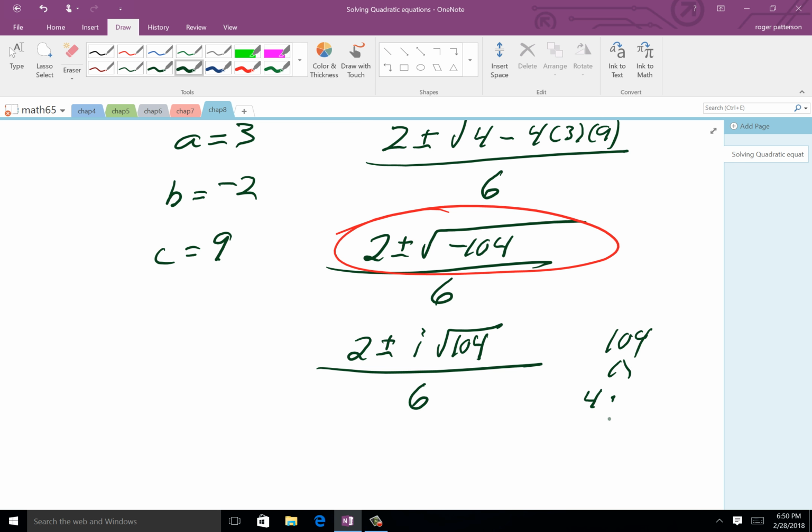I was thinking you could do the square root of 10 or square root of 100 times square root of 4. Well, I think what you're thinking of would be adding. Oh yeah. But I think 4 does go in there, 26 times, I think.